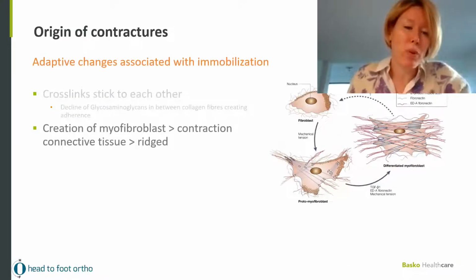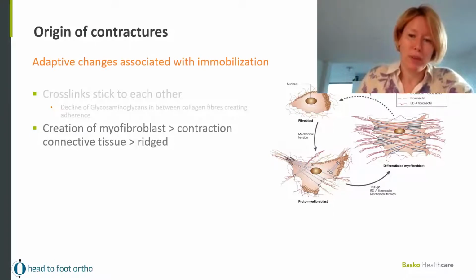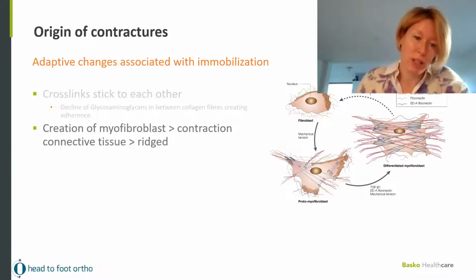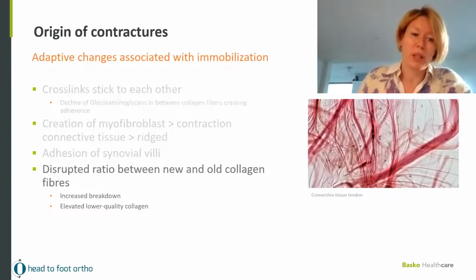Looking at the myofibroblasts, and we will talk about them later as well, we will see that in a contracted tissue there is a creation of myofibroblasts, and thanks to the myofibroblasts you create a rigid muscle. We also have the synovial villi, which we need to move after immobilization. We will see adhesions in that synovial villi, and a disrupted ratio between new and old collagen fibers, with an elevated amount of lower quality collagen coming up.